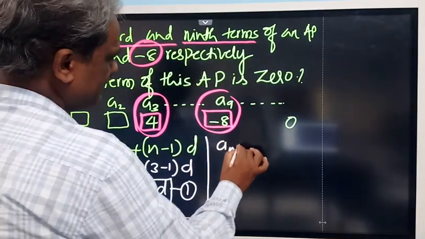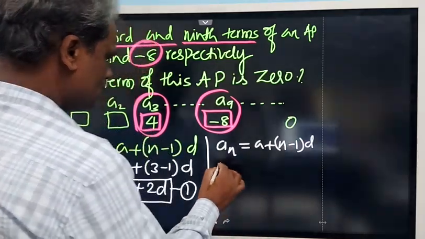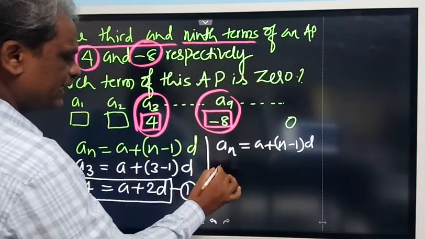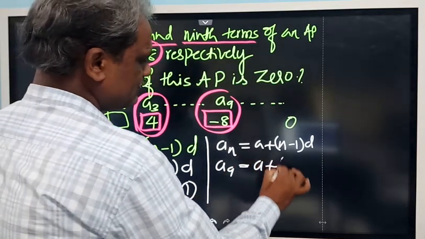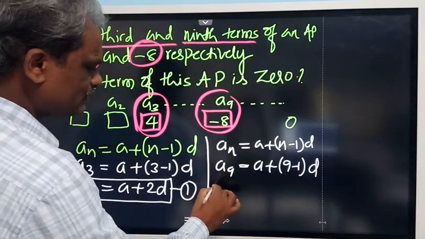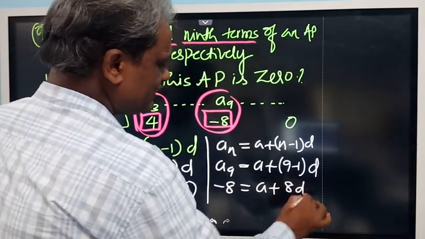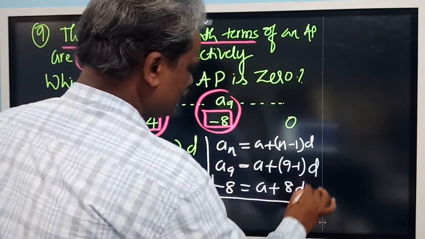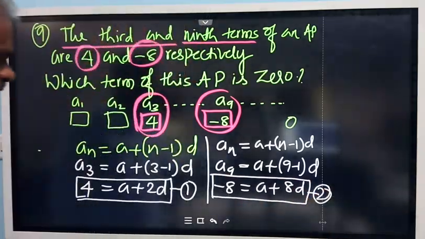Similarly, you can substitute here. Let us write once again, An is equal to A plus n minus 1 into D. So we have A9, the ninth term. It is A plus 9 minus 1 into D. So A9 is minus 8, which is equal to A plus 8D. This is equation number 2. So we got the second equation and the first equation.